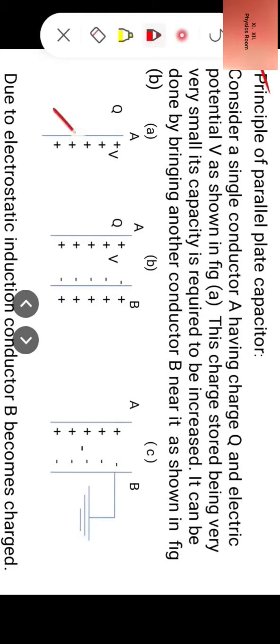Now, principle of parallel plate capacitor. Consider a single conductor A having charge Q and electric potential V, as shown in figure A. This charge stored being very small, its capacity is required to be increased. It can be done by bringing another conductor B near it, as shown in figure B.